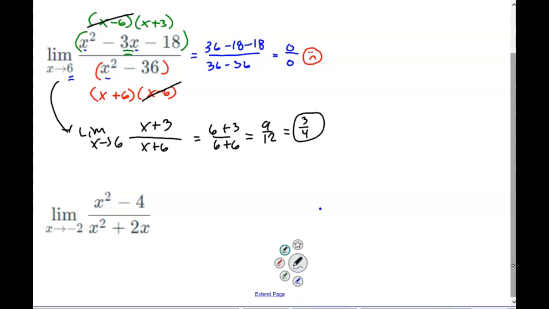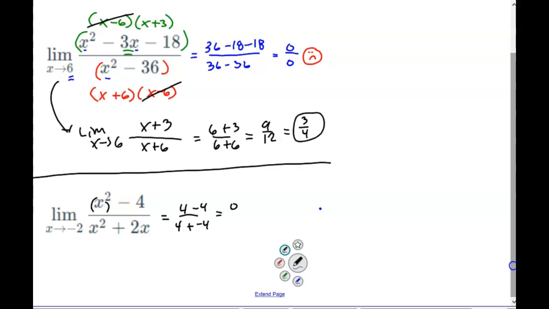Same idea with the bottom one here. I'll scoot this up in a second so people maybe have a chance to write the first one. But I'm just going to check negative 2. Now you do have to be very careful with the fact that you're plugging a negative in and squaring it. So negative 2 squared is 4. So I get 4 minus 4 on the top. And then I get 4 plus negative 4 on the bottom. Which again, there's my indeterminate form. Doesn't work. So now we got to factor.